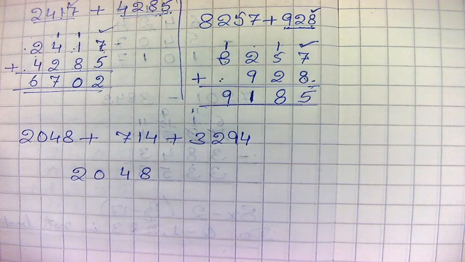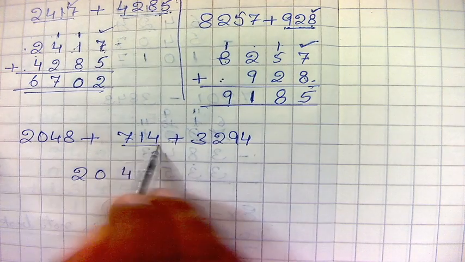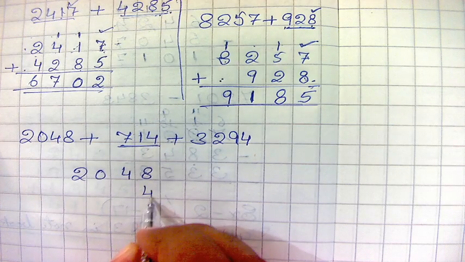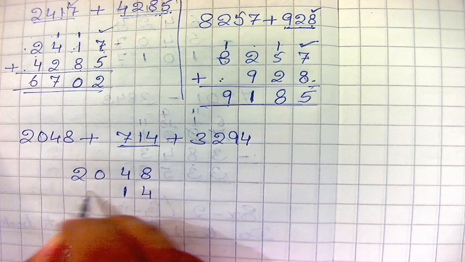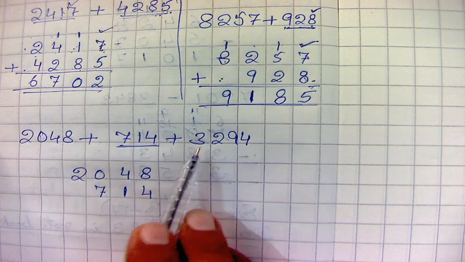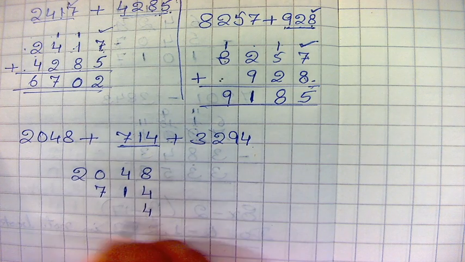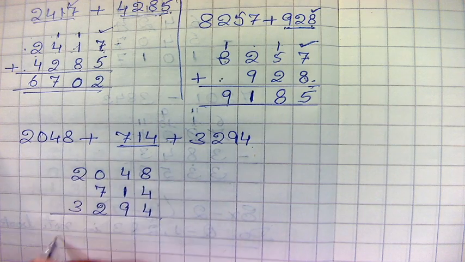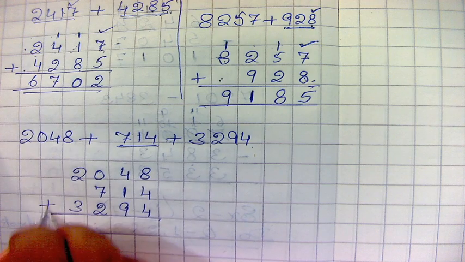2048, first write down the first number, then 714, start writing it from the ones digit. 4 will be written here, 1 here and 7 here. Now write down the next number. So 4, 9, 2, 3 and then add all these together.